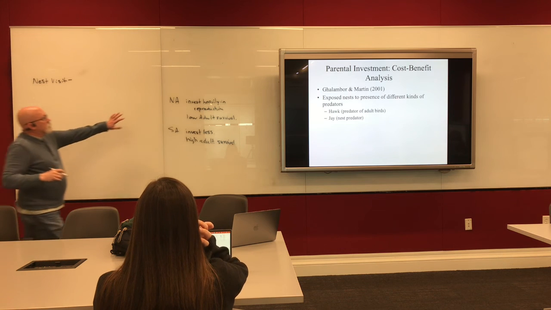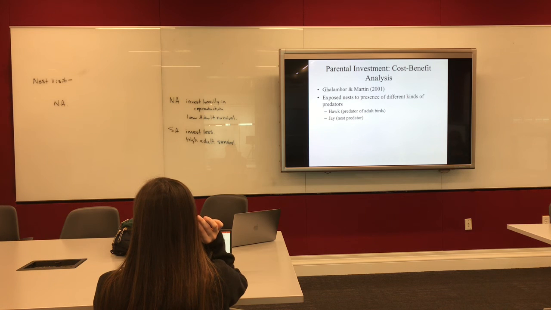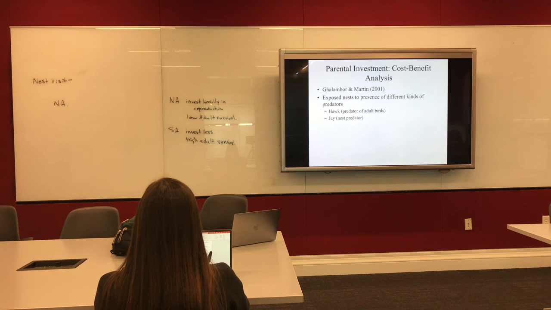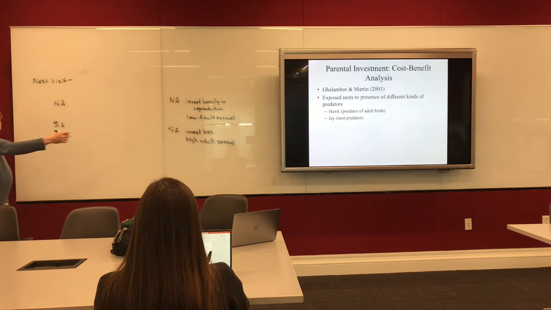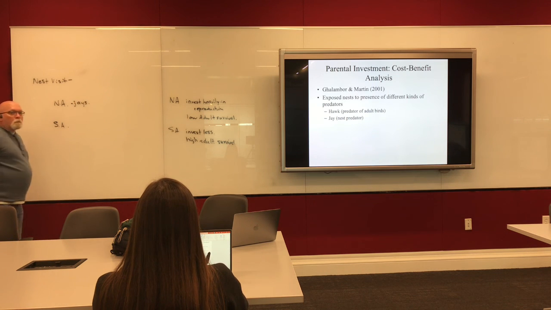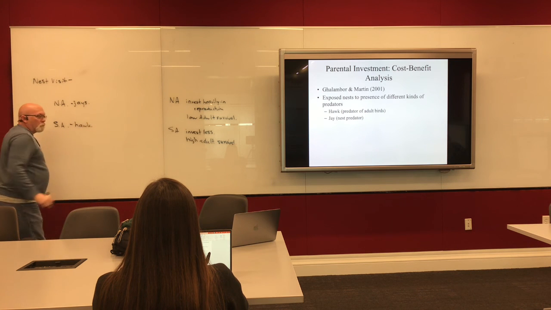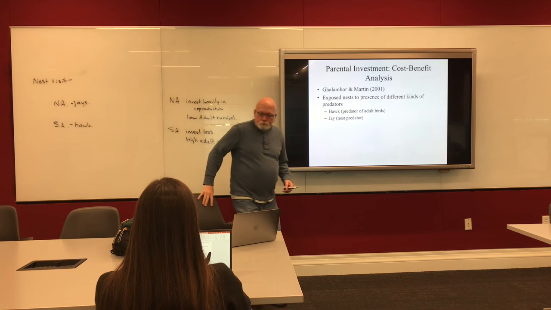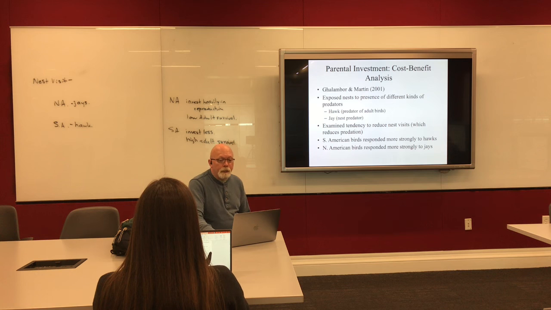Based on this, would you expect North American birds to respond most to hawks or to jays? And same with South American birds, based on that. You might expect North American birds to respond more to jays, whereas South American birds, you might expect them to respond more to the presence of hawks. So, what did they find? South American birds responded more strongly to hawks, and North American birds responded more strongly to jays.